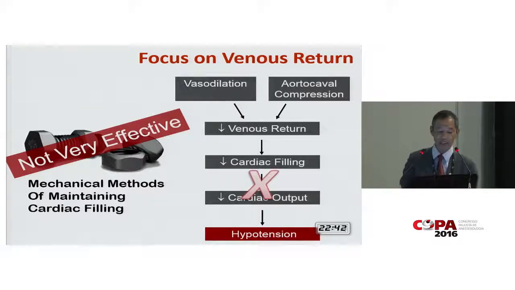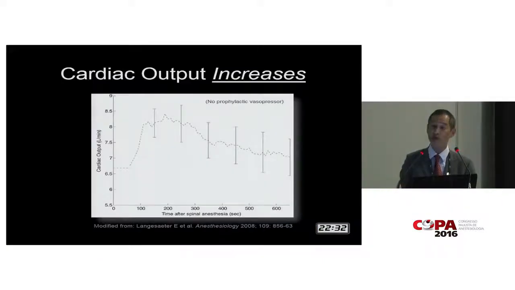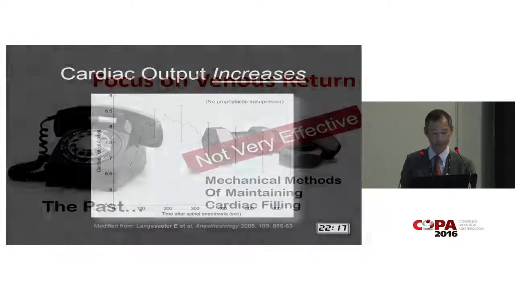And the reason for this is that the premise, the thought that cardiac output decreases, is probably not true. There have been a number of studies now that have shown that in most cases the cardiac output increases rather than decreases. Here are some data from an interesting study from a Norwegian group. In most cases, if you don't use a prophylactic vasopressor, the cardiac output will go up.